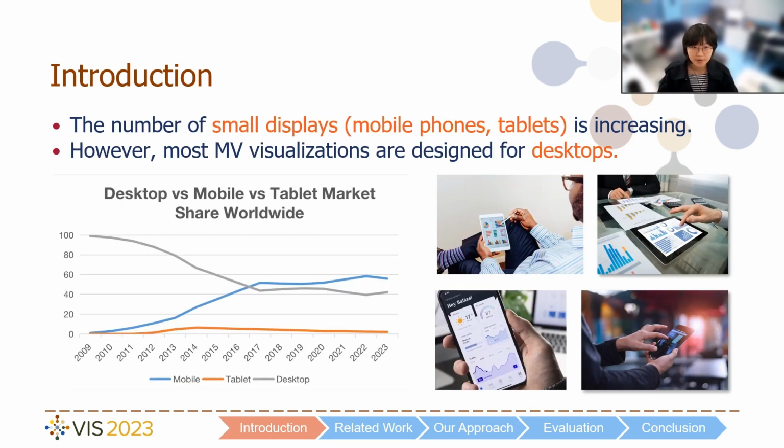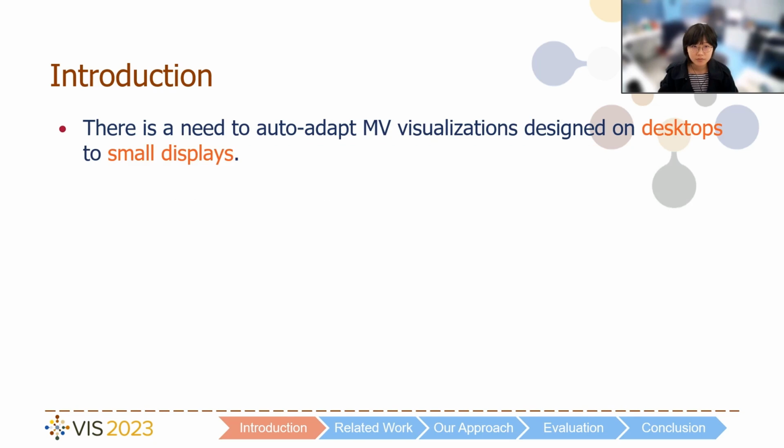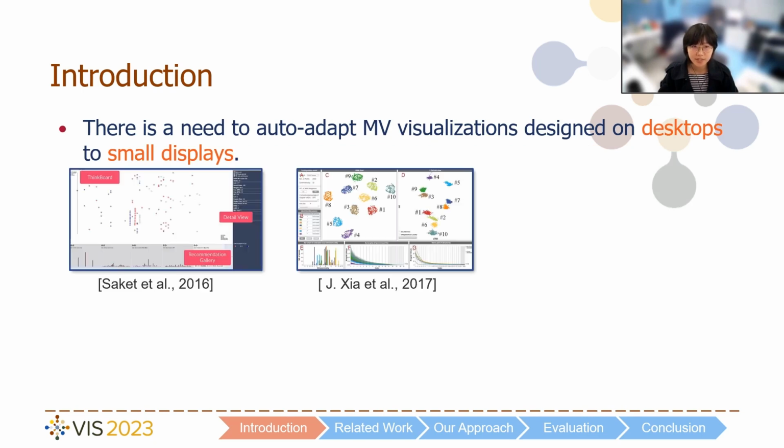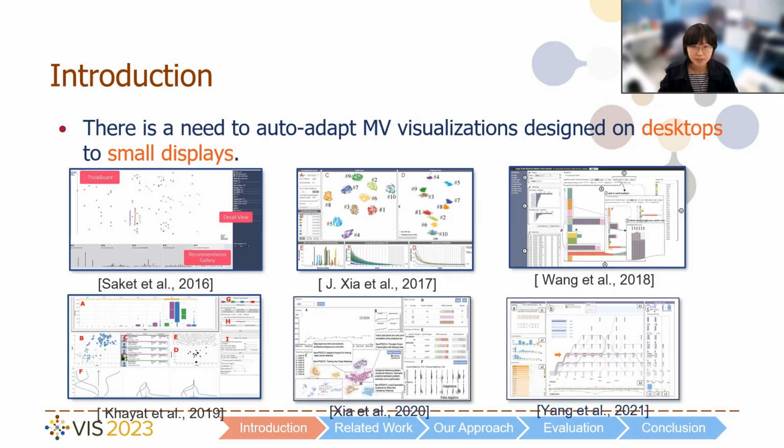For small devices, in recent years we have seen a surge in the use of commercially available mobile devices such as mobile phones and tablets. These devices have become increasingly popular for exploratory data visualization and visual communication. However, most of the multiple view visualizations we see today have primarily been designed for desktops.